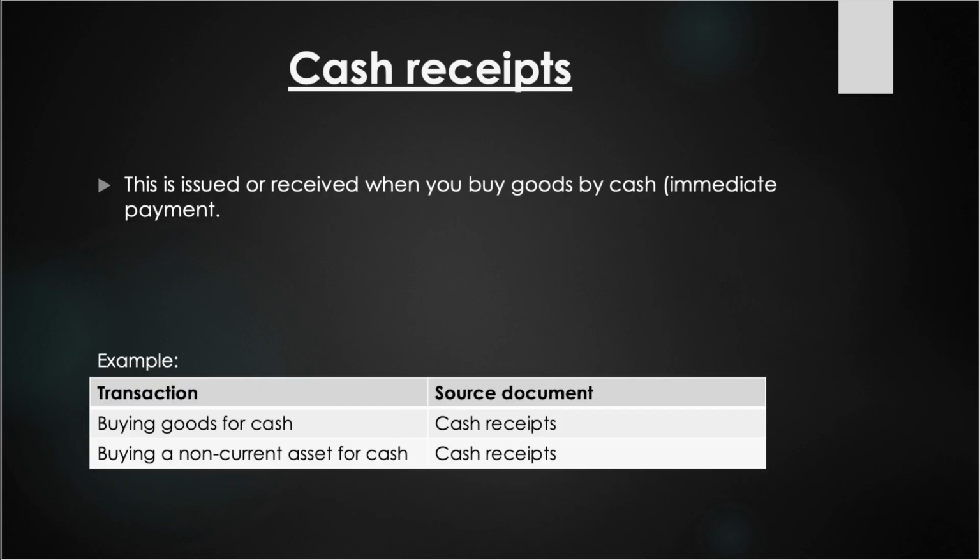Cash receipt. This is issued or received when you buy goods by cash, basically immediate payment. And I'll put examples down below. Buying goods for cash, you get a cash receipt. Buying a non-current asset for cash, cash receipt. A non-current asset is basically something that the business will keep for a long time, like a van or property.